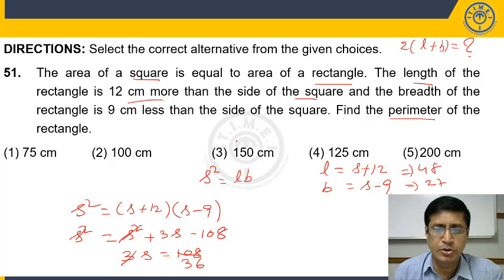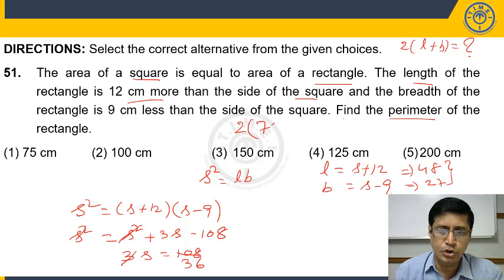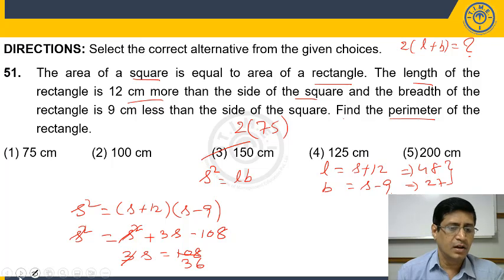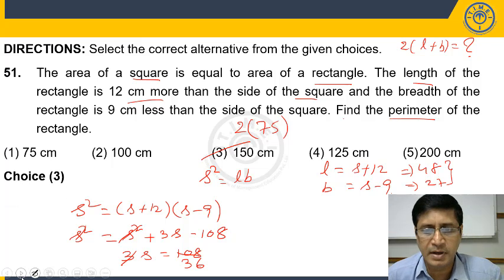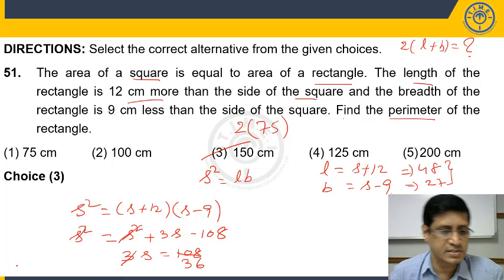What you need to find? Perimeter. Perimeter means 2 of L plus B. L plus B means 48 plus 27, that is 75. So 2 times 75, it is 150. Right choice, option number 3. Third choice is the right choice.